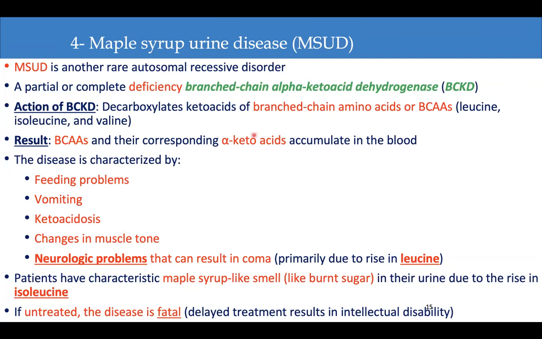They accumulate in the blood, resulting in symptoms. Remember how earlier I said that all of these diseases are caused essentially because of accumulation of something or the other? So what happens here? There is the absence of branched chain alpha keto acid dehydrogenase. So there's impaired degradation of these 3, leucine, isoleucine, and valine. And you end up with elevated alpha keto acids in the blood.